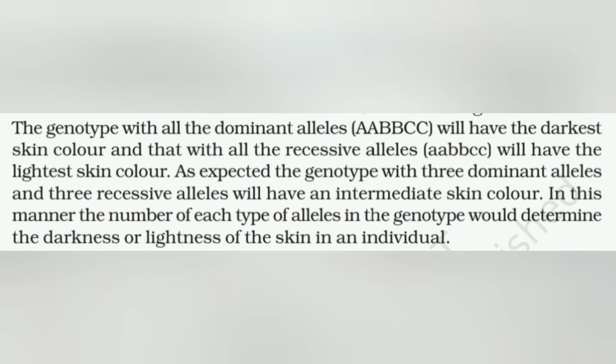As expected, the genotype with 3 dominant alleles and 3 recessive alleles will have an intermediate skin color, that is capital A, capital B, small b, capital C, small c. In this manner, the number of each type of allele in the genotype will determine the darkness or lightness of the skin in an individual.